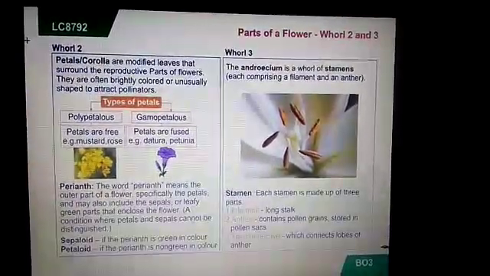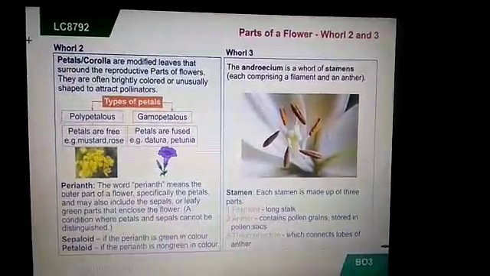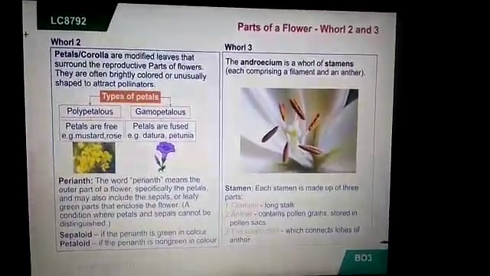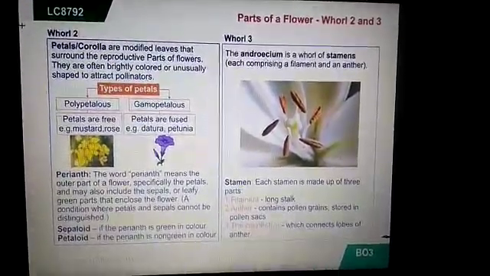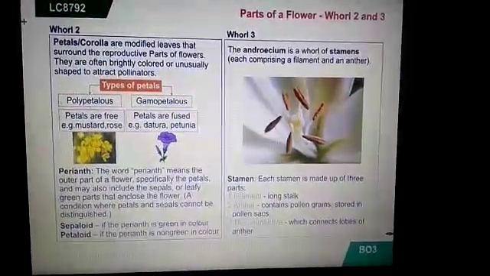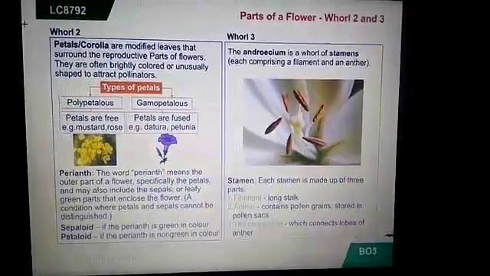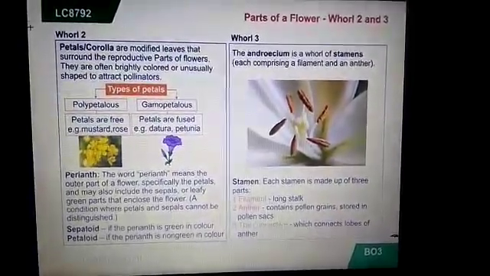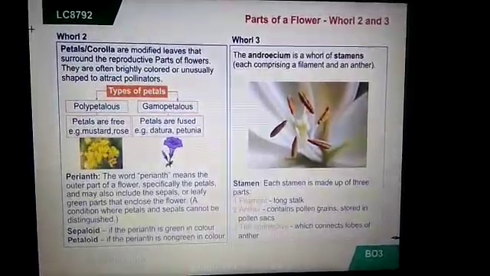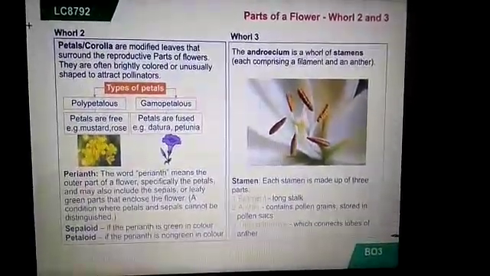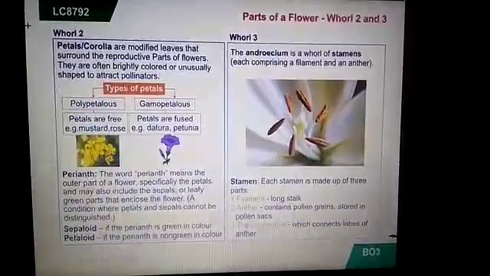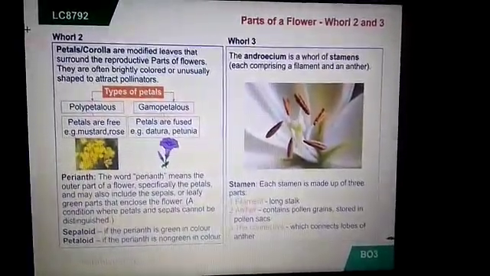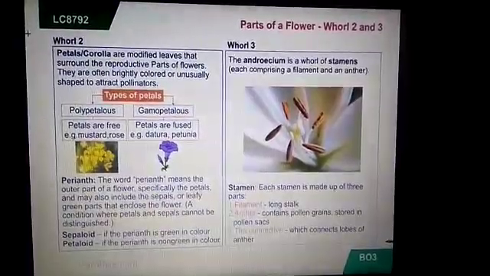So row 2 consists of petals, the corolla, which are modified leaves that surround the reproductive parts of the plants. They are often brightly colored or unusually shaped to attract the pollinators. There are 2 types of petals, polypetalous and gamopetalous. What are polypetalous? Petals that are free, for example mustard, rose, chrysanthemum.